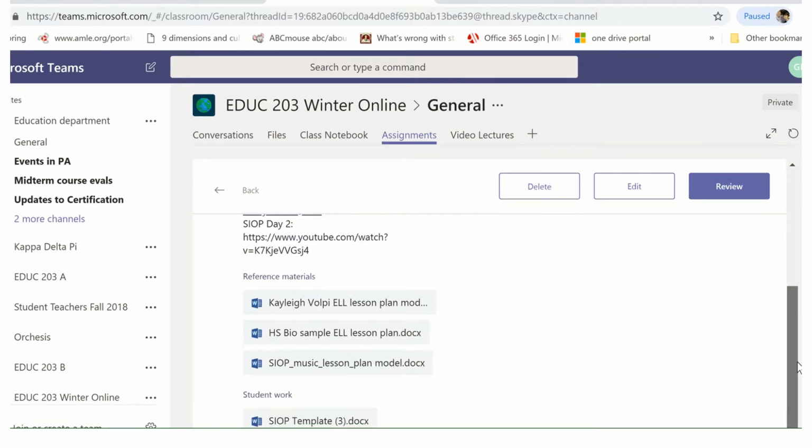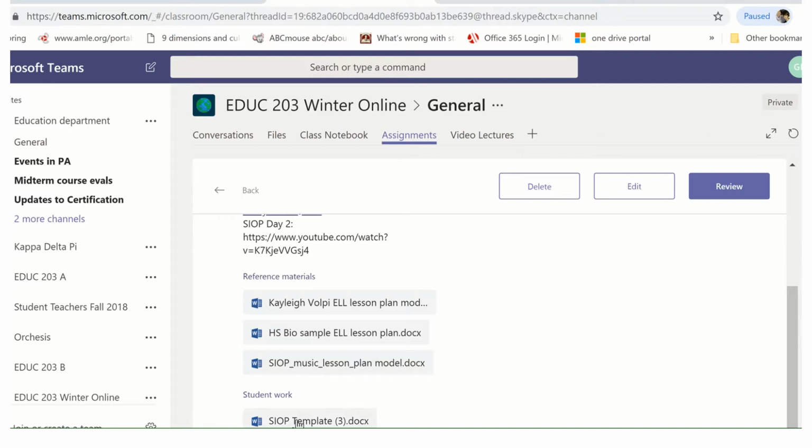There are also some example lesson plans here for you to take a look at from previous students. I try to have a little bit of a range in the models that I posted. So there's one from a student who wrote an elementary lesson plan, a high school plan, and then I did music as well, because that can sometimes be challenging for music majors to think through how to do a lesson plan in the SIOP model.